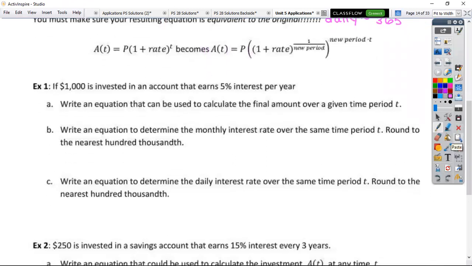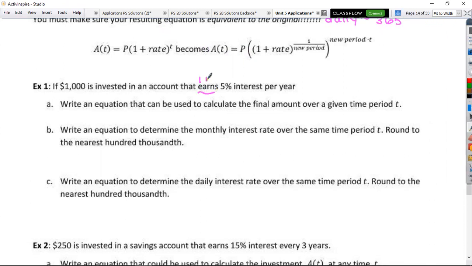So it says that $1,000 is invested in an account that earns 5% interest per year. When we earn, do we do 1 plus or 1 minus? Yep. Very good. So this is going to be 1 plus 5%, which is going to be 0.05. And this is going to represent my principal investment. Okay. So it says write an equation to calculate the final amount of money over a given time period T.